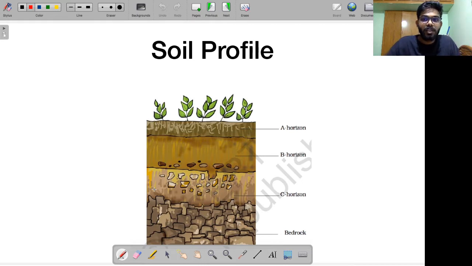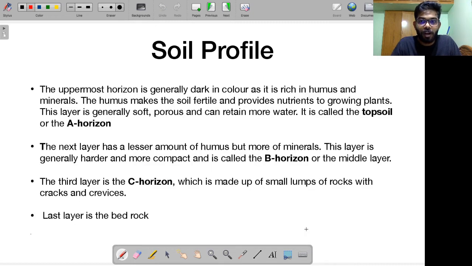This is called the soil profile. Alright, so you have A horizon, B horizon, C horizon, and then you have the bedrock. Right, let's try to understand the soil profile much better.